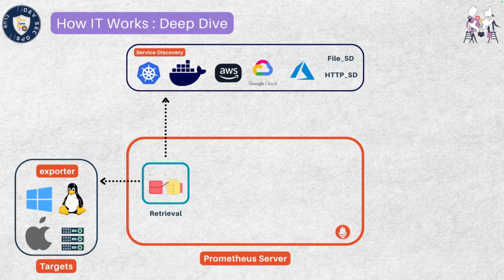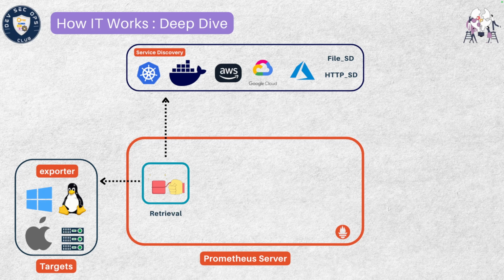For that, we already have this one. We also have file service discovery as well as HTTP service discovery, which we will see in our next session. Prometheus is really amazing, and I'm telling you, this is a feature I really love because you don't have to configure targets or exporters manually. Service discovery helps Prometheus find new services automatically.